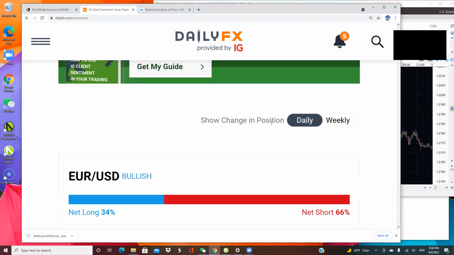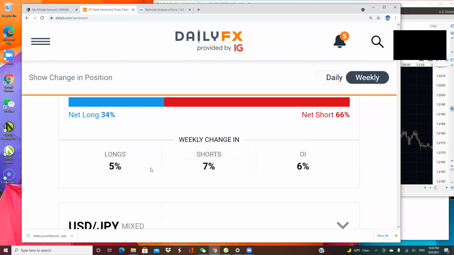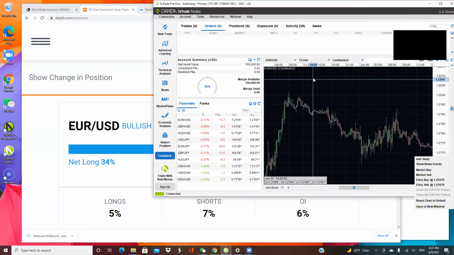And they have the weekly position, weekly, daily. So I usually go with weekly. As we can see an example here, euro against US dollars. Most of their clients are net short. 66% of their clients is shorting this pair. So they say go long. So, opportunity here.